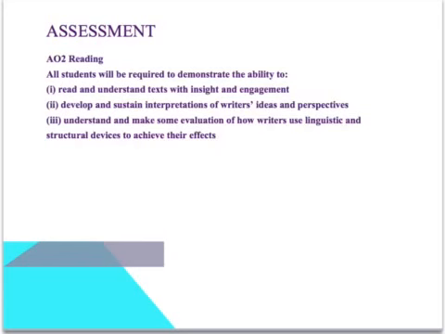Again, for assessment, you're being marked for AO2 reading at this point. You need to be able to show that you can read and understand texts with insight and engagement, really beginning to show that you can analyse and comment on why ideas are being used, why certain effects are created in certain ways. Develop and sustain ideas and perspectives: a consistent essay which develops ideas but also sustains a response to the question.